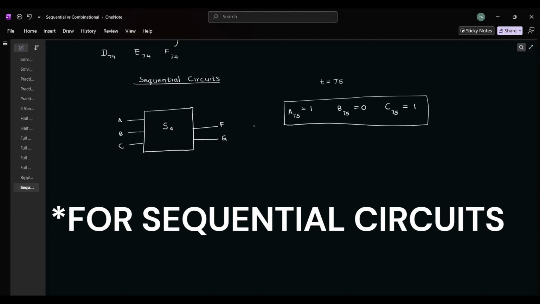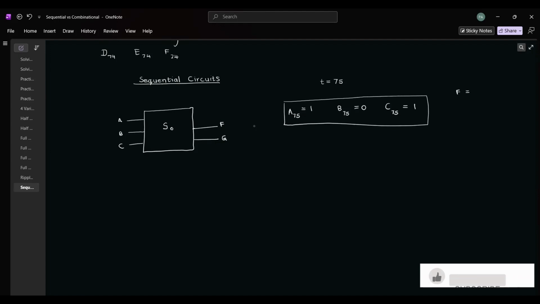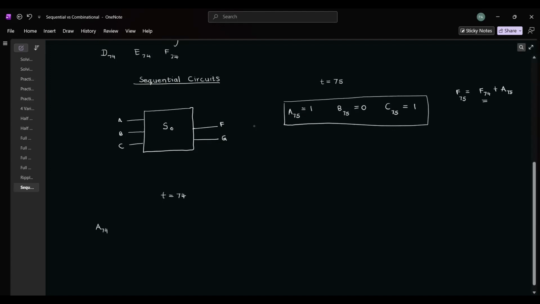They can't say that because F75 also depends on F74. F75 depends on F74 plus A75, what happened in the previous second, t equals 74. So there will be A74, B74, and C74 as inputs, and based on these there will be F74. But F74 will depend on F73: F74 will depend on F73 plus A74.